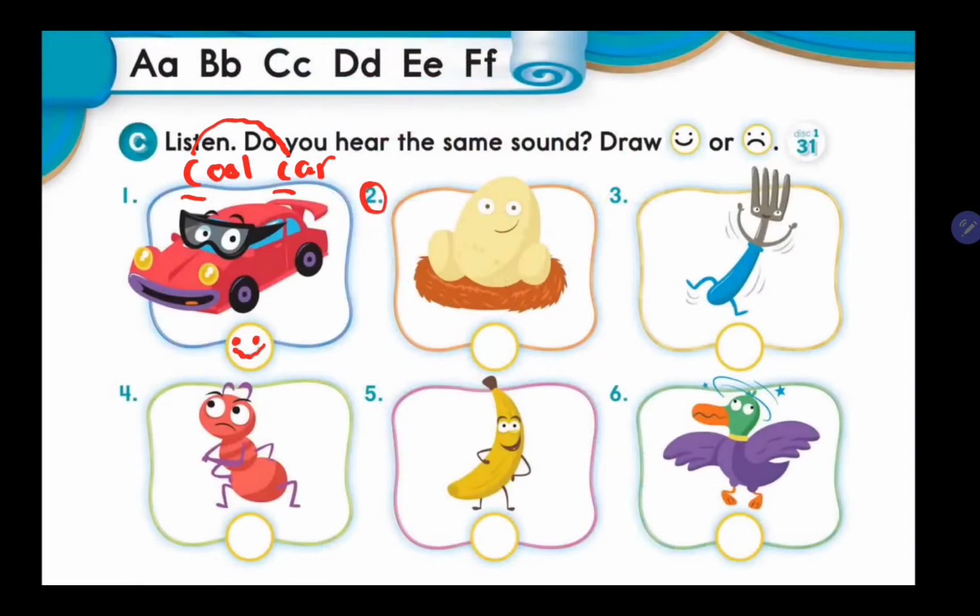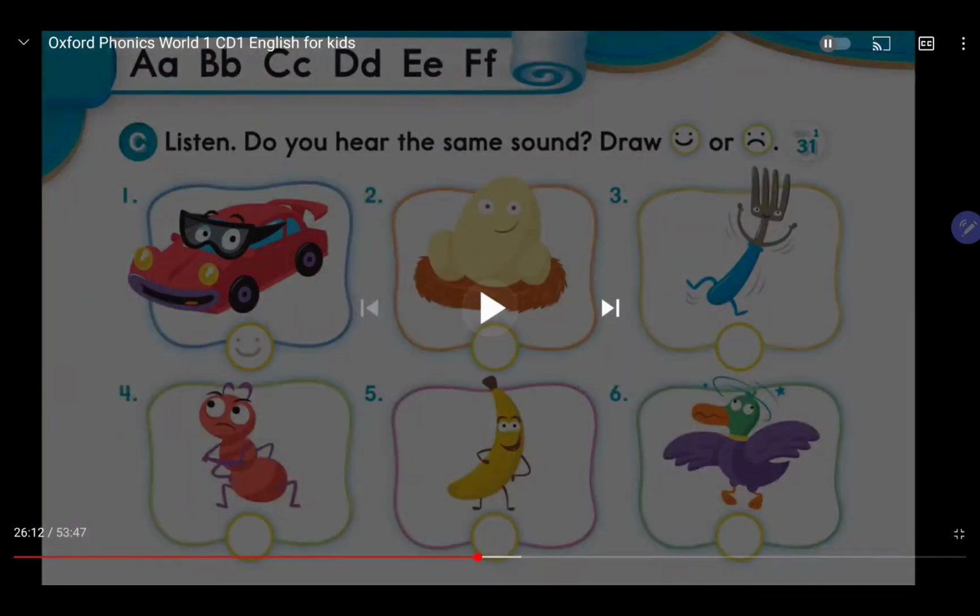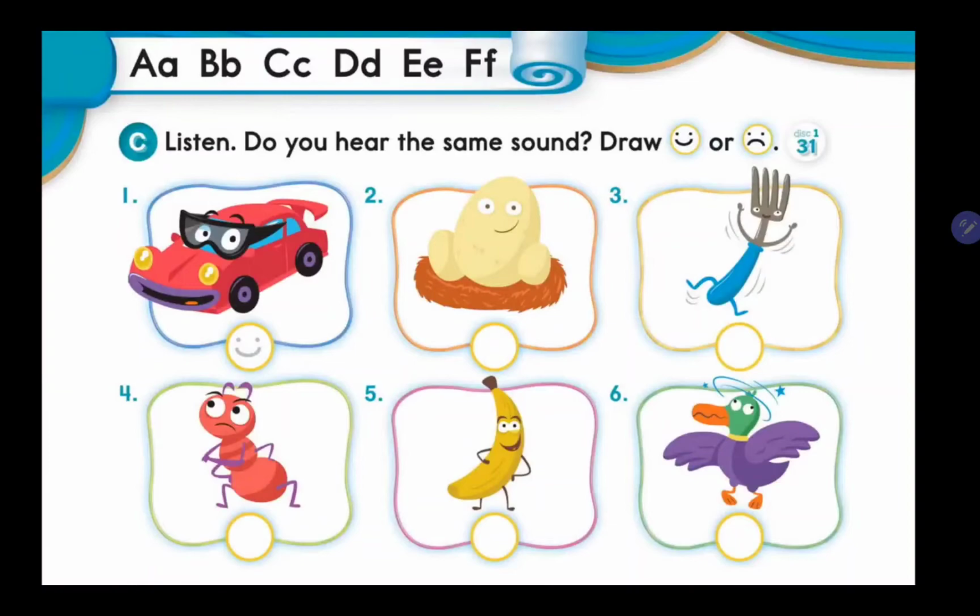All right, let's listen to number 2. Big egg. B-b-big egg. Let's write it down. B for big, E for egg. Are they the same? No, they're not the same. So we have to write a sad face, because they are not the same. Here we have a B and here we have an E. So they are not the same sound. Okay, let's listen to number 3.